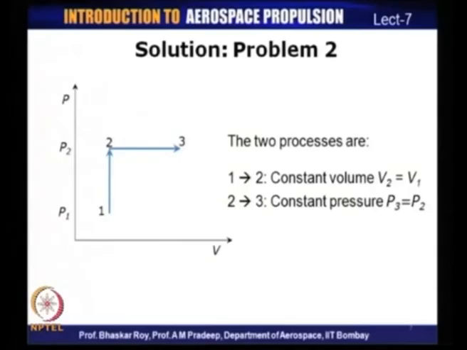If you recall from the previous lecture, where we discussed work done during constant pressure and constant volume processes, you can immediately see that the work done during the first process will be 0, because it is a constant volume process. The work done during the second process is the pressure times the difference in the volumes. The total net work done would be equal to the work done during the first process plus the work done during the second process.